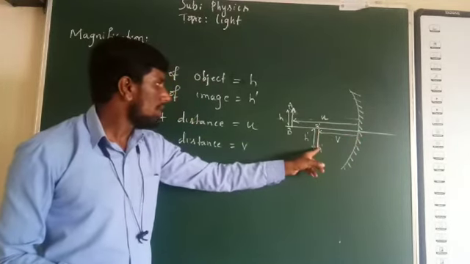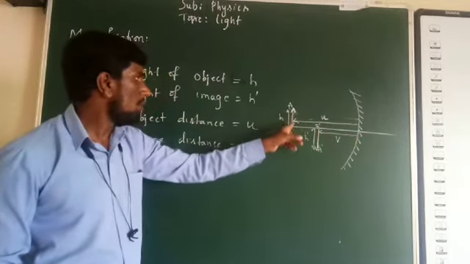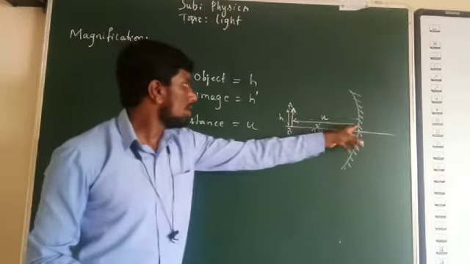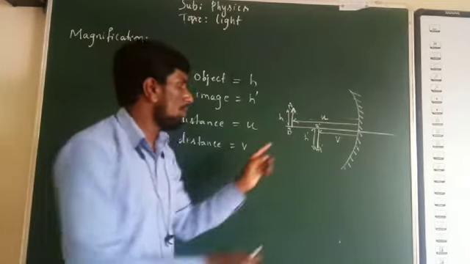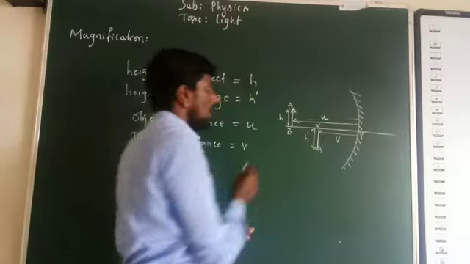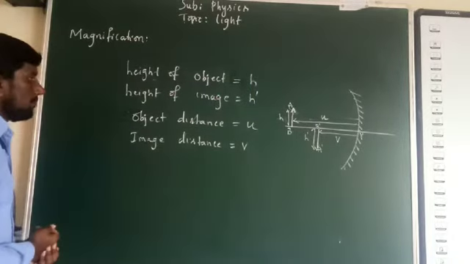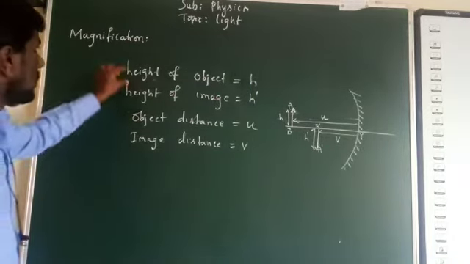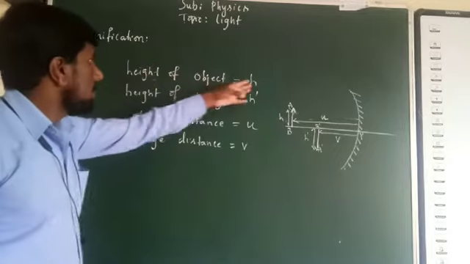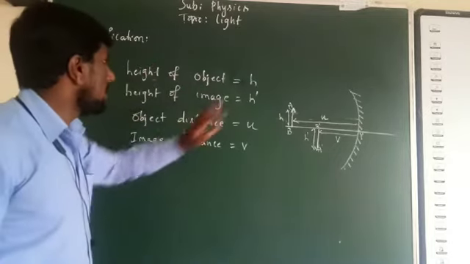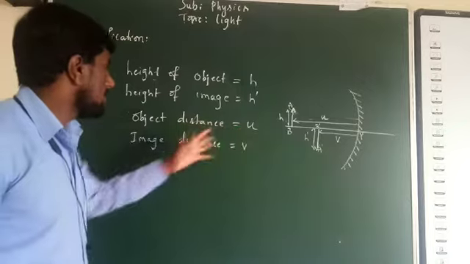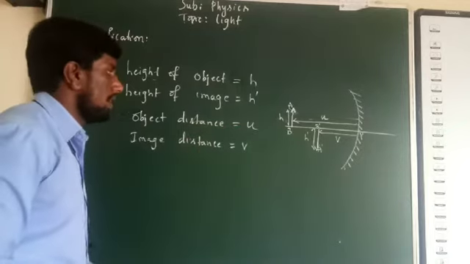This is image height h dash. This is object height h, and this is the object distance from the pole. From the pole you should take the distance. Now we have defined the height of the object as h, the height of the image as h dash, the object distance as u, and the image distance as v.